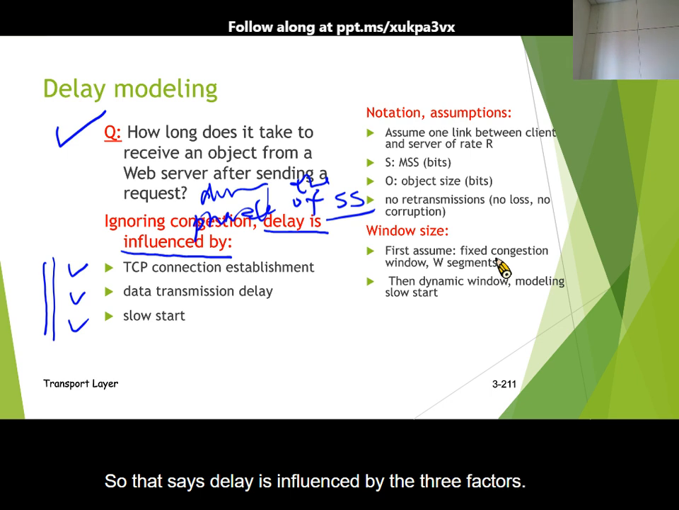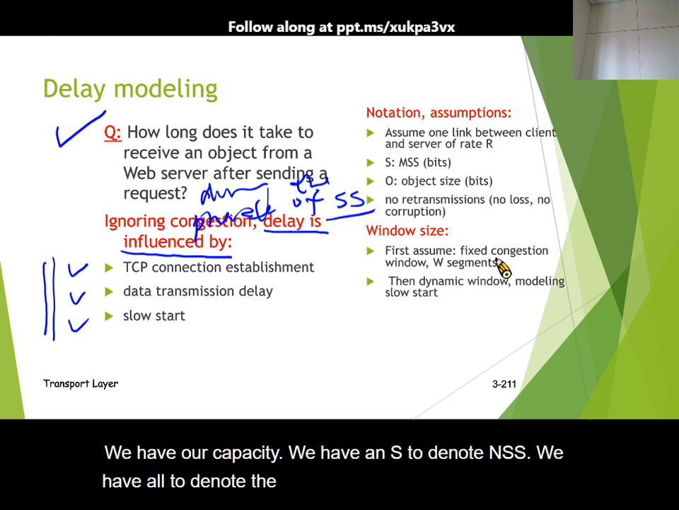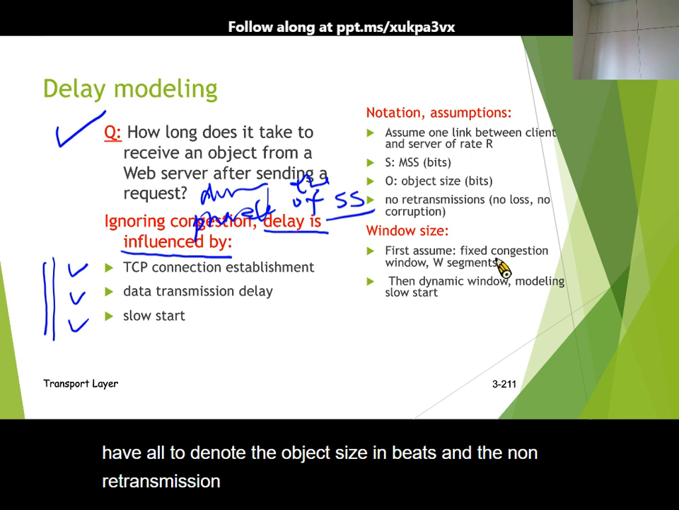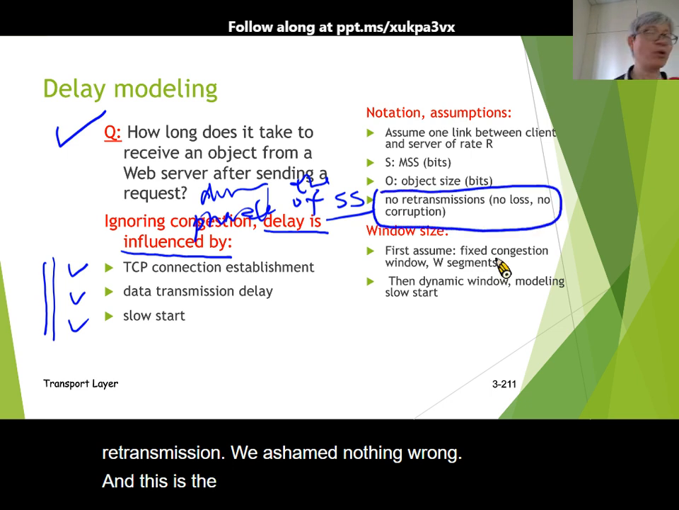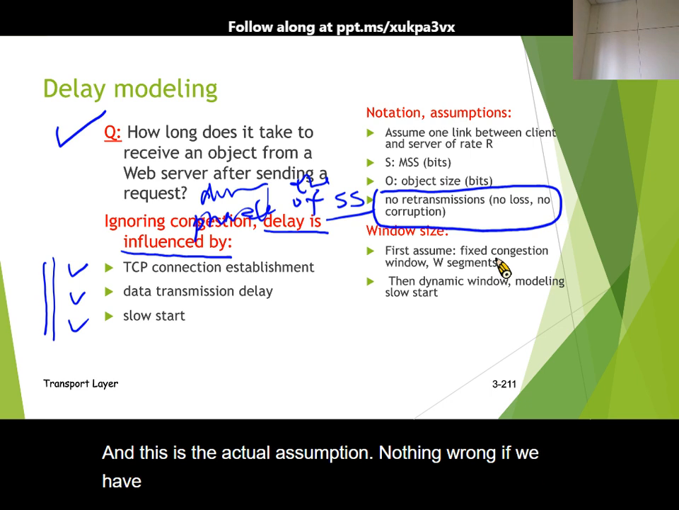And we will have a notation. Take a picture first. We have R for capacity. We have S to denote MSS. We have O to denote the object size in bits. And no retransmission: we assume nothing goes wrong. This is the actual assumption. If we have perfect transmission, then we don't have retransmission.